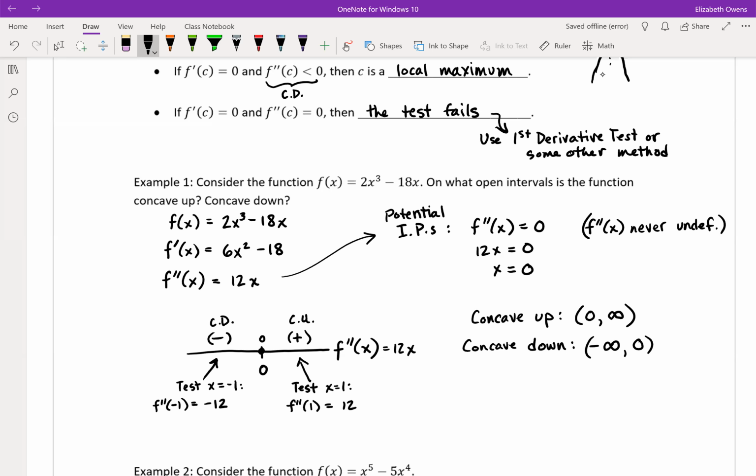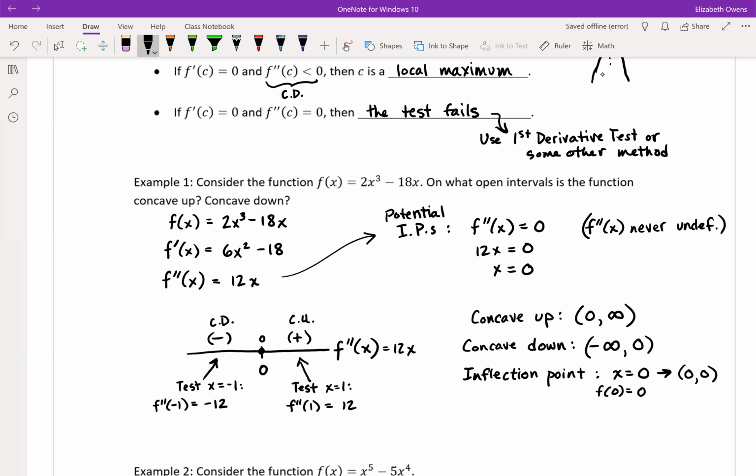And that would answer the question, but we might as well also note here that we do have an inflection point with this function. We have an inflection point at x equals 0, which corresponds to a point value, f of 0. If you plug it back into the original, f of 0 would be 0. So we have an inflection point at the origin, (0, 0).